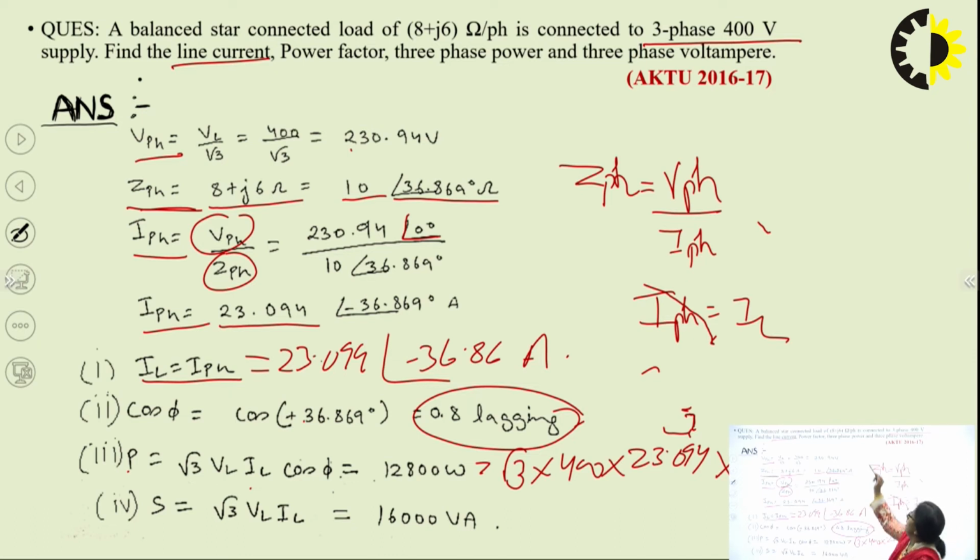Fine. The last thing which has been asked is the 3-phase volt ampere, the apparent power. So, the apparent power is given by root 3 VLIL. I told you the values can also be determined in phase values as well. The answer would be the same, only the expressions would be different. So, I can find it out as 3 VPH IPH. Similarly, the active power can also be found as 3 VPH IPH cos phi. The answer is going to remain the same. Okay, root 3 VLIL. So, that is root 3, VL is 400 and IL is 23.09, which is going to be 16 kVA.